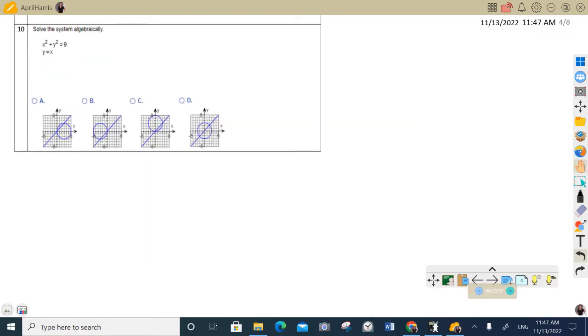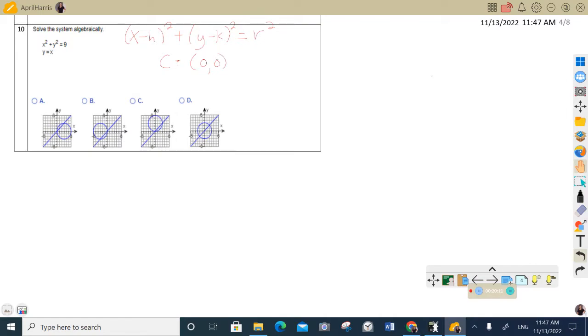Okay, question 10 says solve the system algebraically. First thing I notice is that we have a circle and a line. The first equation is a circle because you have an x squared plus a y squared, and it equals 9. So the standard form of a circle is (x minus h) quantity squared plus (y minus k) quantity squared equals the radius squared. So nothing is inside with x or y, so the center of our circle is going to be (0, 0).